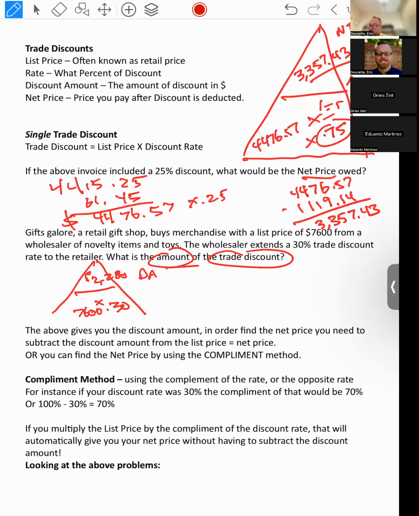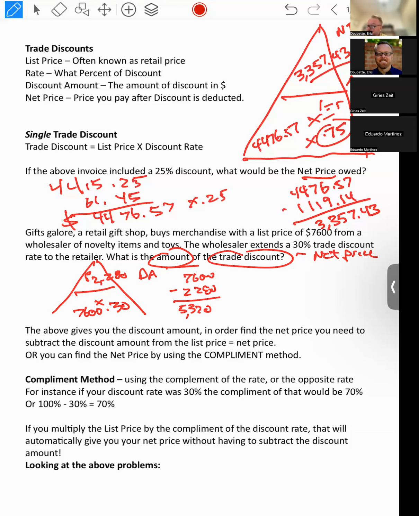All right, the above gives you the discount amount. In order to find the net price, you need to subtract the discount amount from the list price, right? So in this case, if they asked me, well, then what did I actually pay? What is my net price? Well, I would take my 7,600. I would minus my 2,280. And that would come out to, what does it come out to? $5,320. So that means on a $7,600 purchase, I actually paid $5,320.